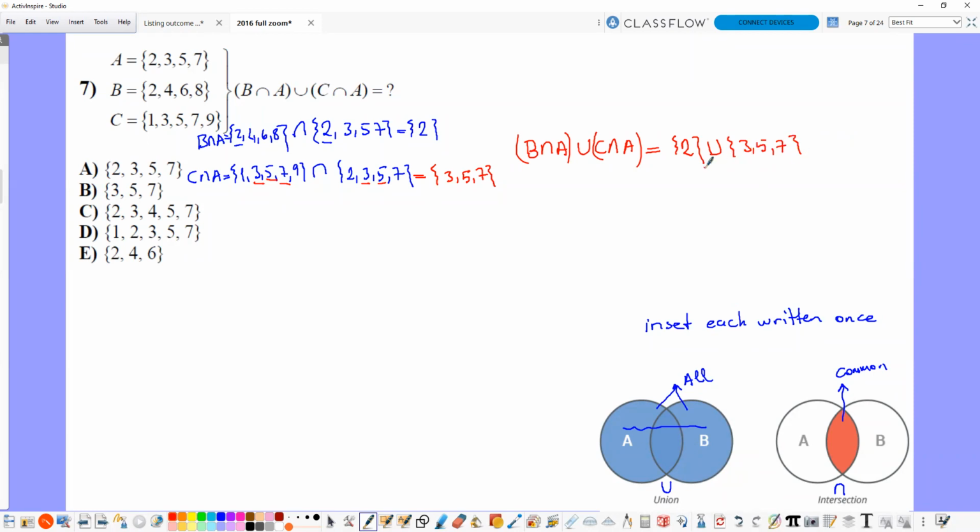So when you see union, I said you are going to get all the elements. The repeating ones you're not going to write 2 times, only once you're going to insert. Each written once. So with respect to that, 2, 3, 5, and 7, each element written once. Okay, this is the answer of the 7th question. Where is the answer? 2357 is A. This is the answer of the question.